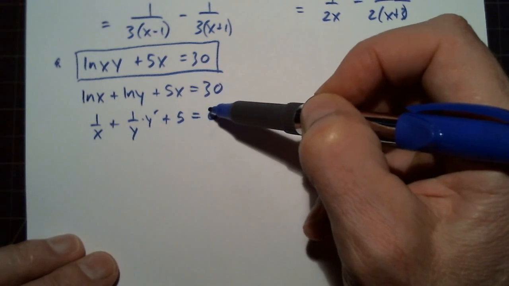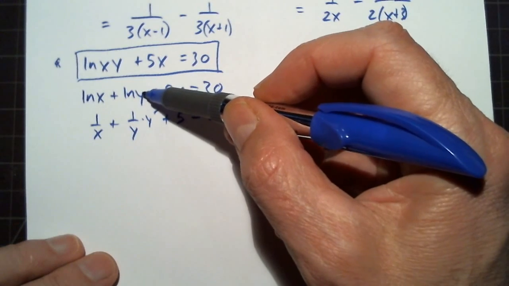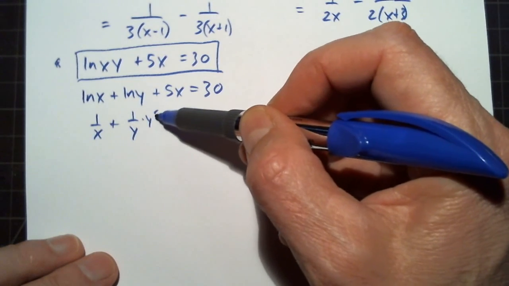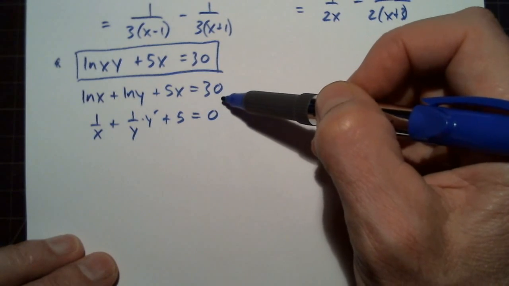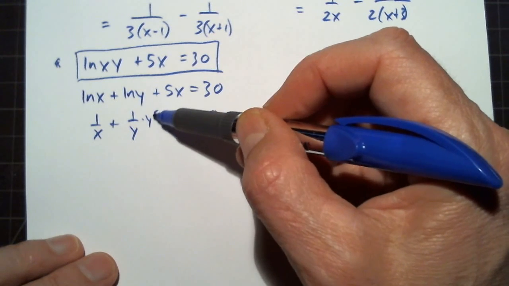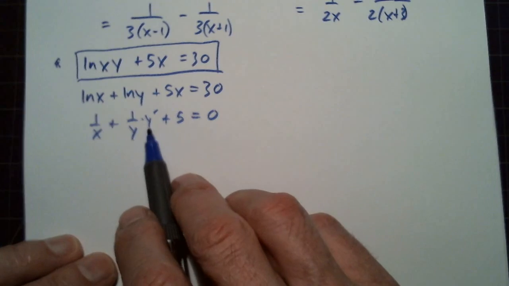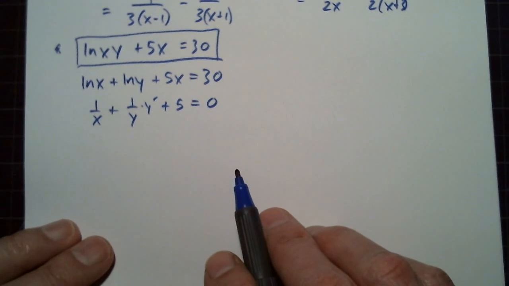So we're doing derivatives. When we do the derivative of an expression with a y in it, we have to multiply by y prime because we're differentiating with respect to x. Y is a function of x. So I don't know what y is, so I multiply by its derivative, which is the chain rule. This part is the chain rule in implicit differentiation.